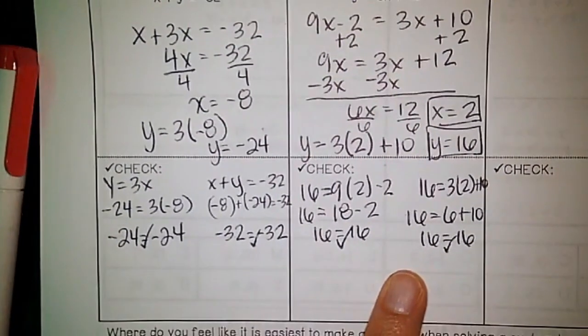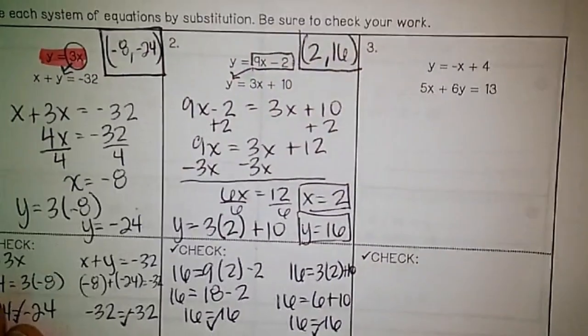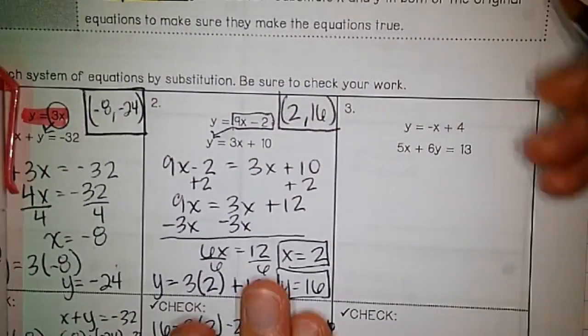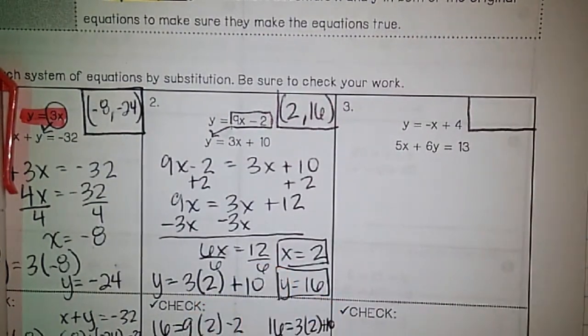Number 3. Let's look at number 3. What do we do first? We have to solve for what? Y. Any of them that we need to solve for y? Why not? It's already solved. We don't need to do anything. This one's already done.